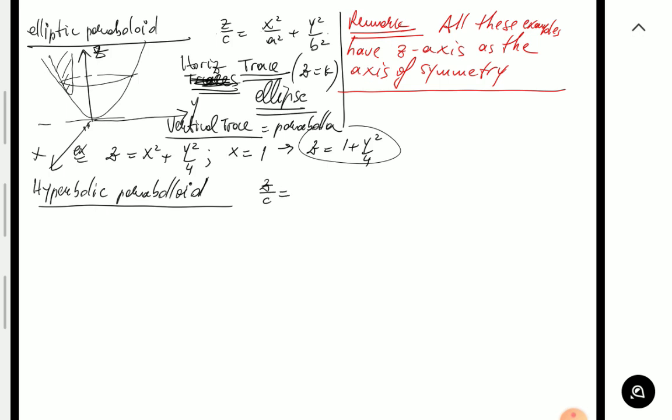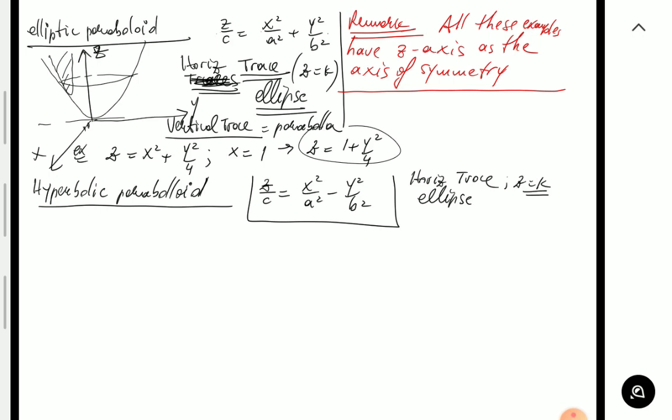So z over c, that's the equation, equals x squared over a squared minus y squared over b squared, right? So this is going to be with a minus between them. The name already implies what goes on, right? So a horizontal trace for this is going to be, again, that happens when z is fixed at a number k. Obviously, this is going to be an ellipse, excuse me, a hyperbola. So horizontal traces are hyperbolas.